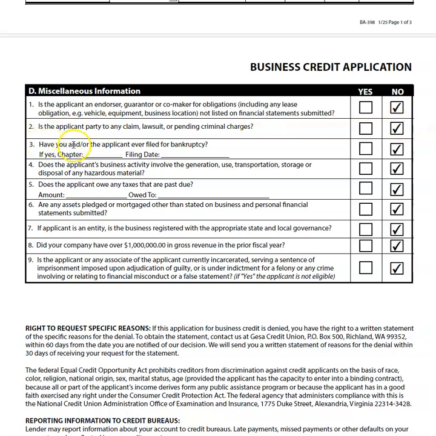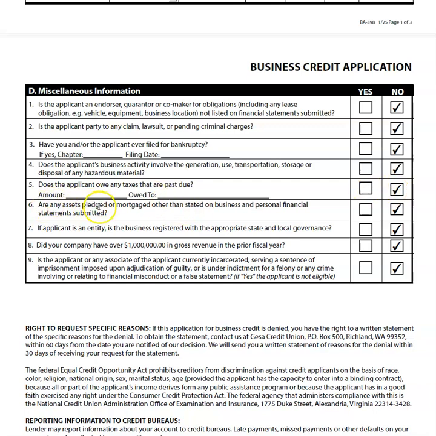Have you or the applicant ever filed bankruptcy? If you have, what is the chapter and when was the filing date? Is the applicant's business involved in any generation, use, transportation, storage, or disposal of any hazardous material? Answer that question. Probably no in most cases. Does the applicant owe any taxes that are past due? Maybe you're on a payment plan with the IRS. I don't know, but you're going to put that information here and answer yes or no.